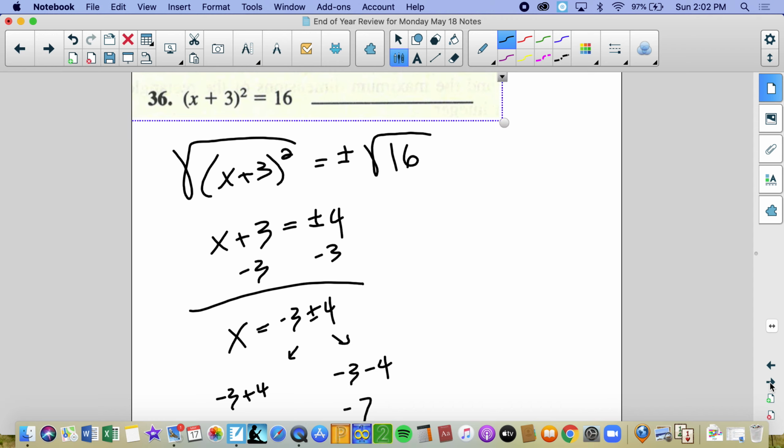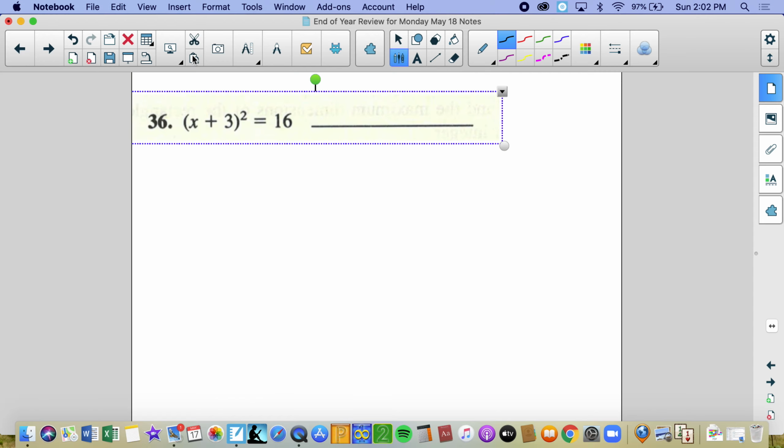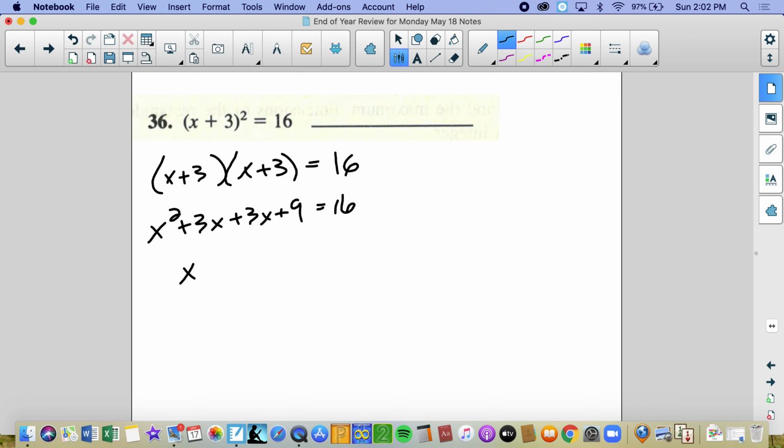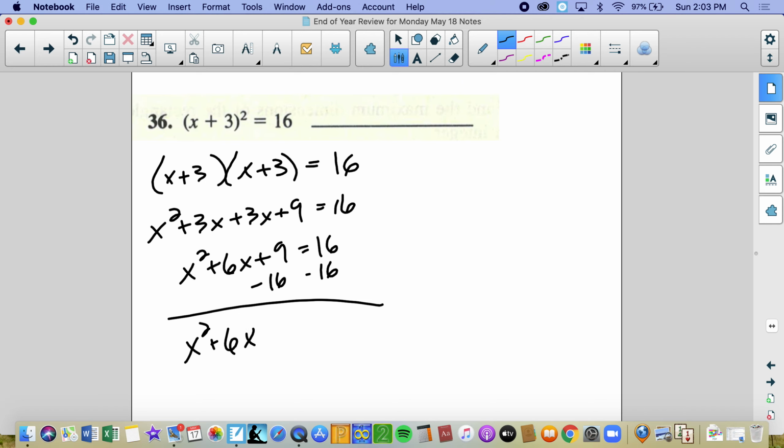Let's take this problem, copy, and let's show how we can do it a little bit more time consuming. So we would set this equal to 0. Well, we have to simplify that binomial square. So we get x squared plus 3x plus 3x plus 9 equals 16. X squared plus 6x plus 9 equals 16. Set it equal to 0. And that is x squared plus 6x plus 9 minus 16, which is minus 7 equals 0. So here we go again.